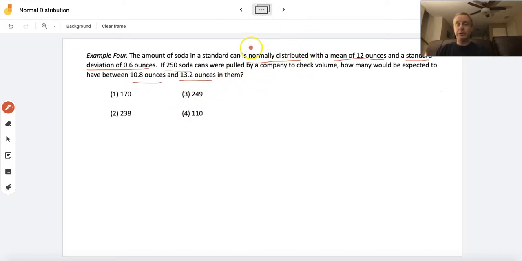Now, again, because we see that we are dealing with normally distributed data, I'll start off by just drawing out my bell curve, and I'll start to try to label the values on my number line that are specific for this particular problem. And again, in the middle of our normally distributed data should always go our mean. And in this problem, the mean value is 12 ounces. So I'll put 12 there.